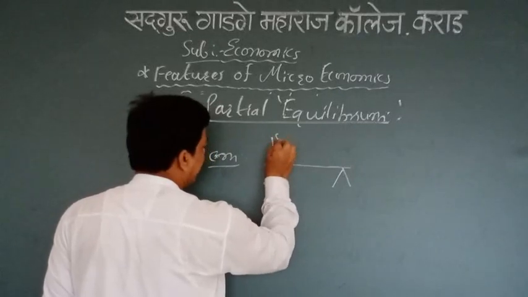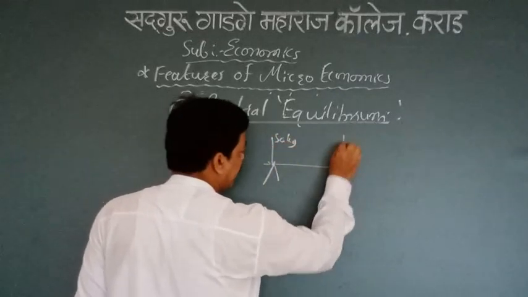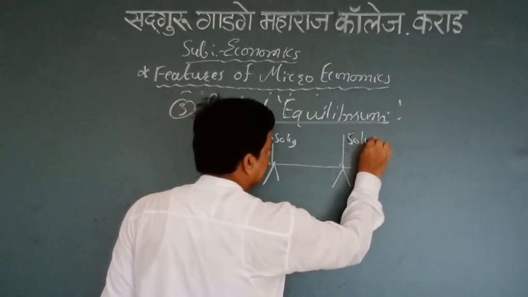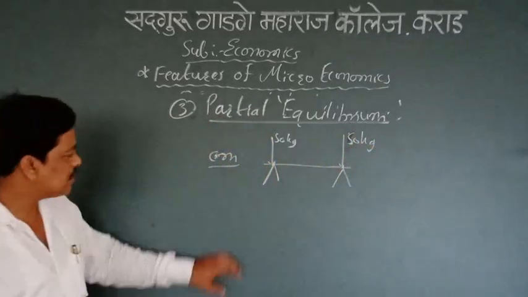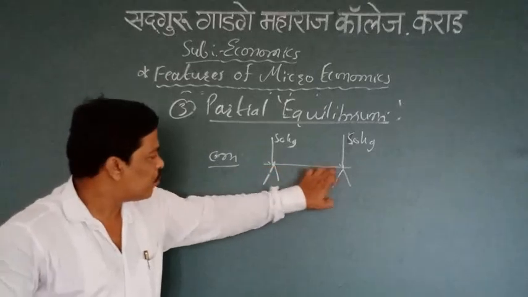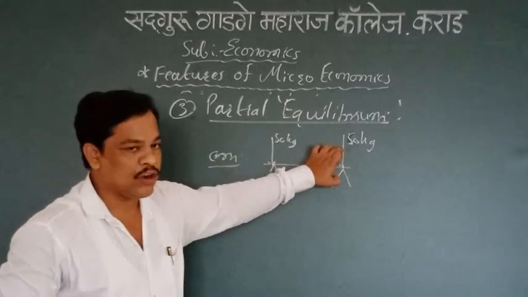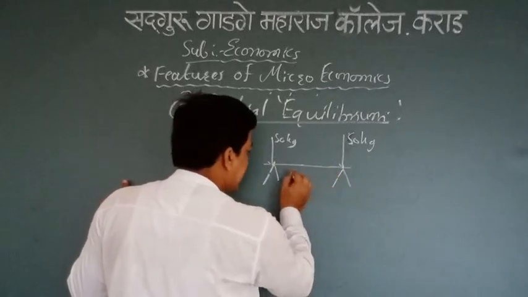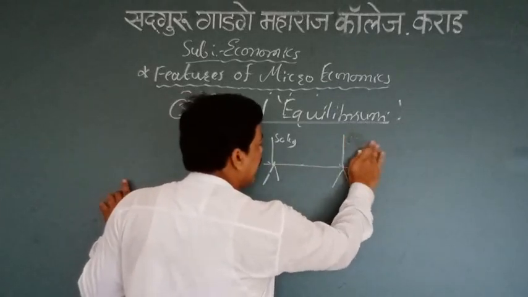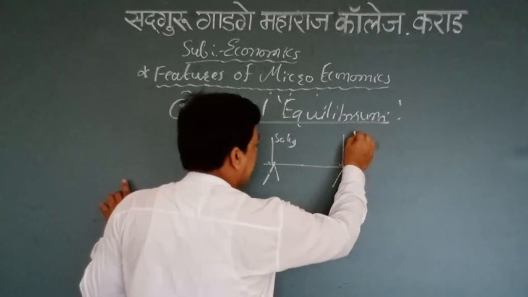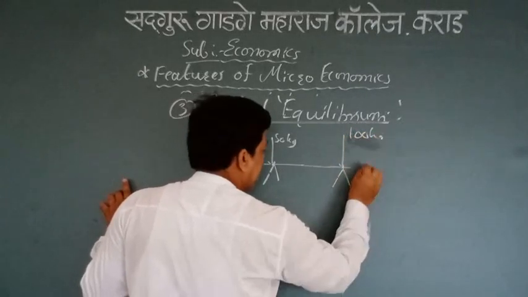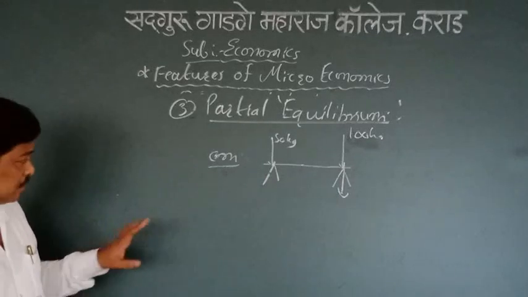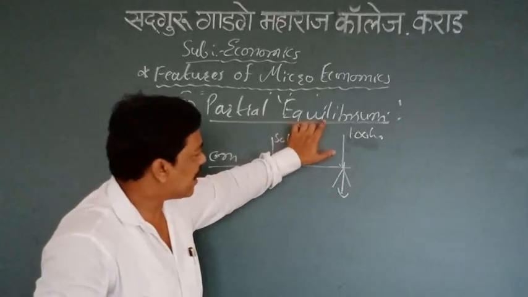Suppose here there is a weight of 50 kilogram and here also a weight of 50 kilogram. There is balance because both weights are the same, 50 kilogram, 50 kilogram. So it will remain in an equilibrium position, that is the static position. Suppose I introduce a higher weight here, for example 100 kilogram, it will come down. So there is no balance. So try to understand what we mean by partial equilibrium.